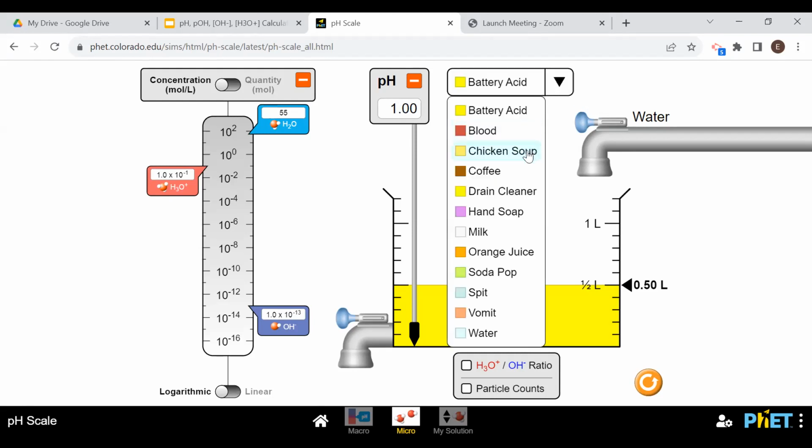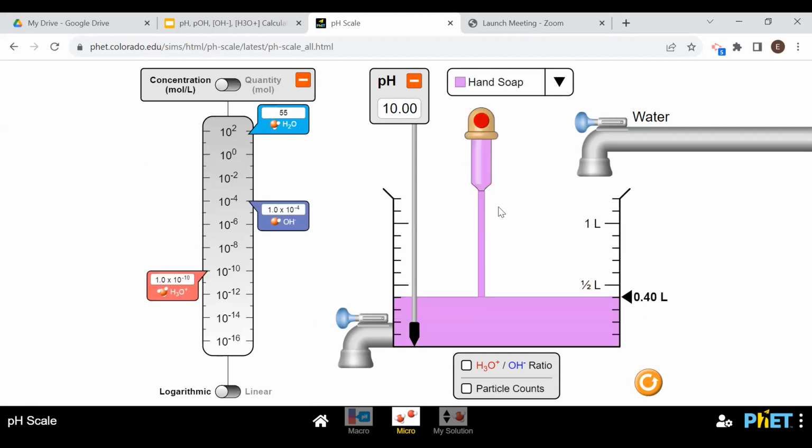What if we look at hand soap? Hand soap is pH 10. Look at it, hydronium ion concentration is less, while hydroxide ion concentration is more, leading to a higher pH. Okay, so this explains how we can relate the pH to the concentration of hydroxide or hydronium ions.